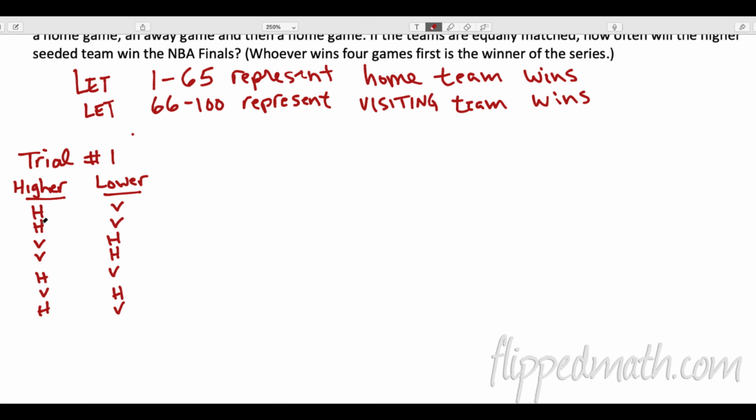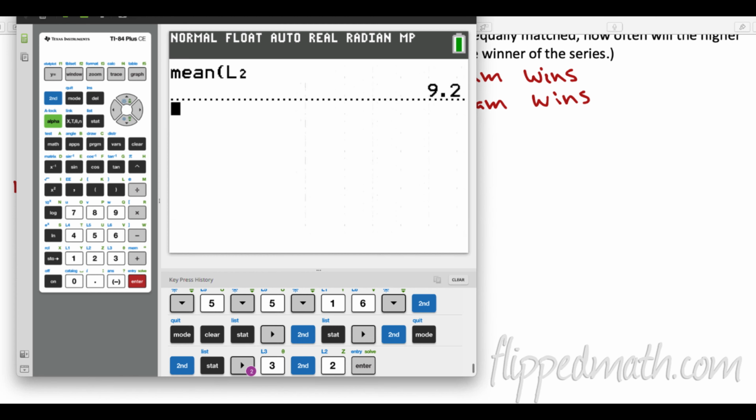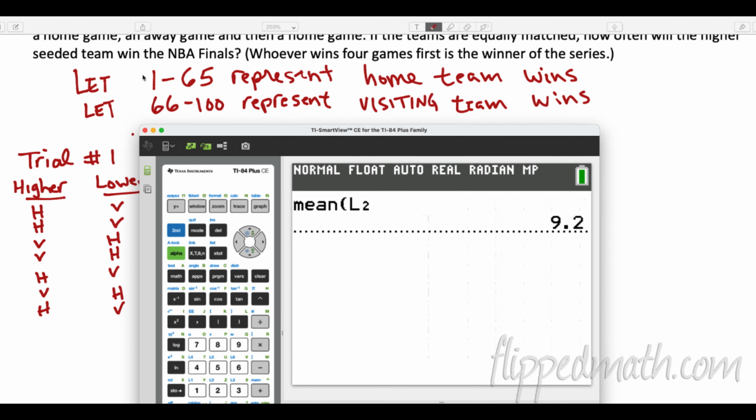They will play 2 home games, 2 visitor games, a home game, a visitor game, a home game. Whereas the lower seeded team will be visitors first, then play 2 home games, then a visitor, home, visitor. Now I'm going to pull a number from 1 to 100 out of my calculator, and if it is 1 through 65, that means the home team wins.